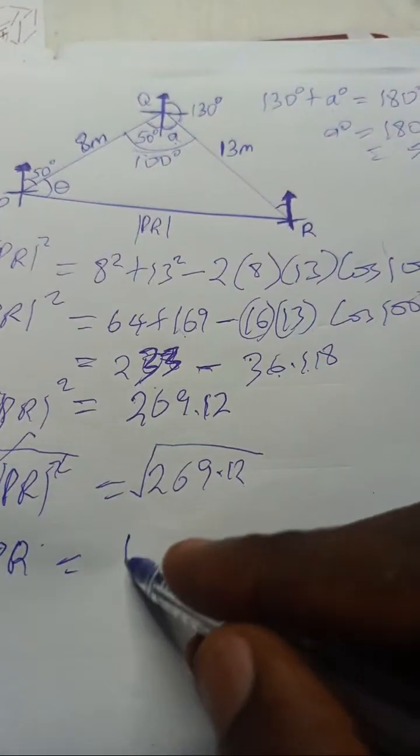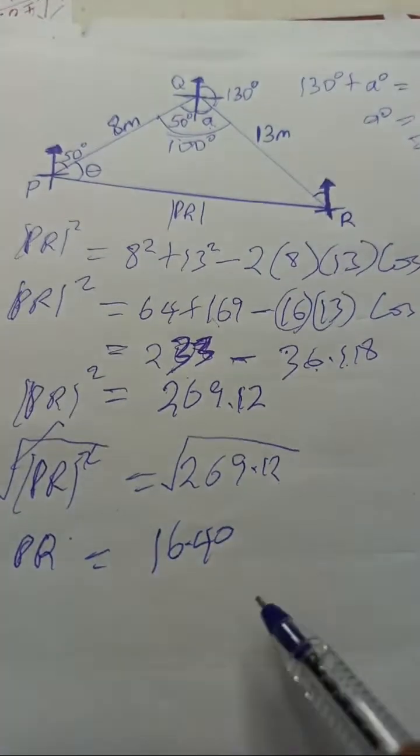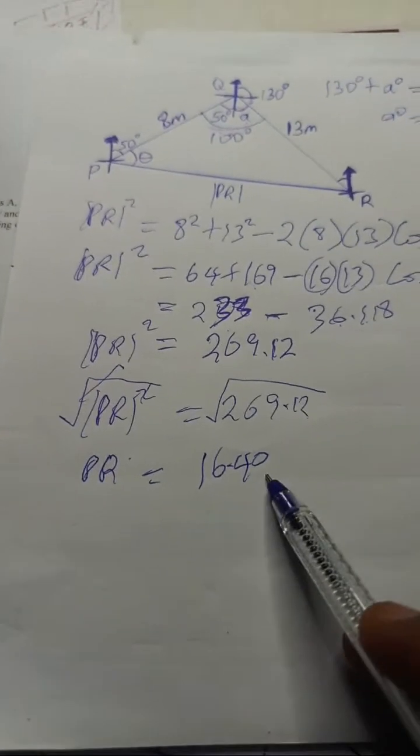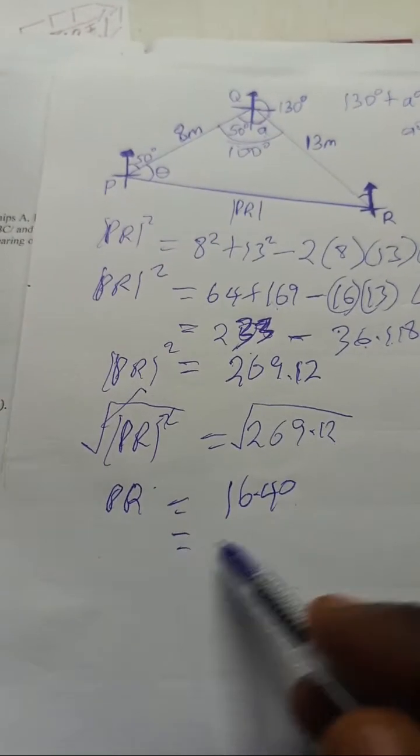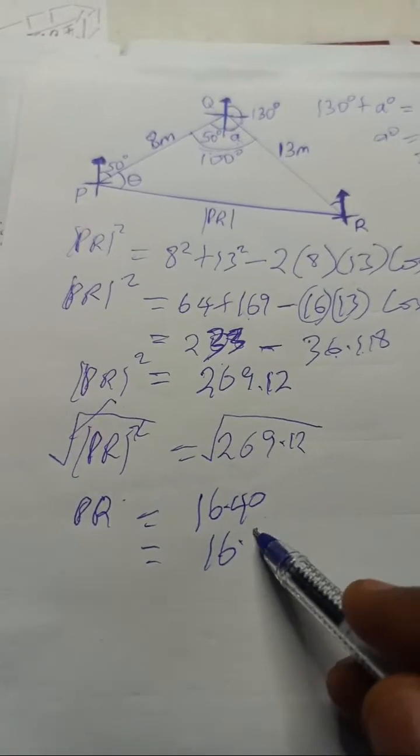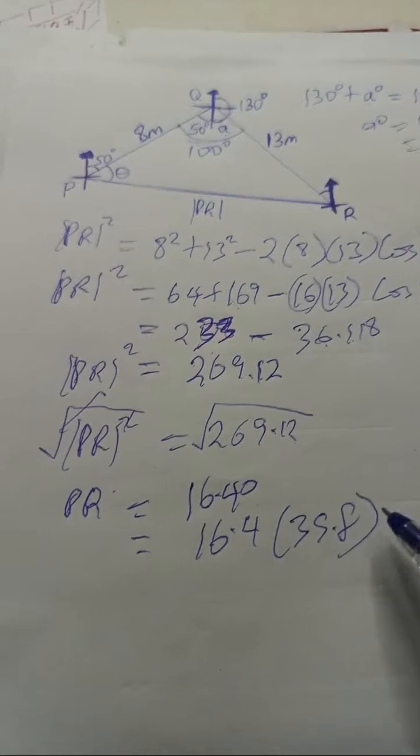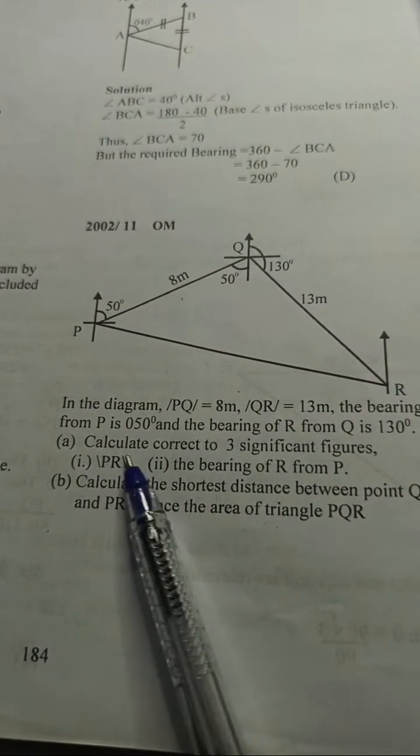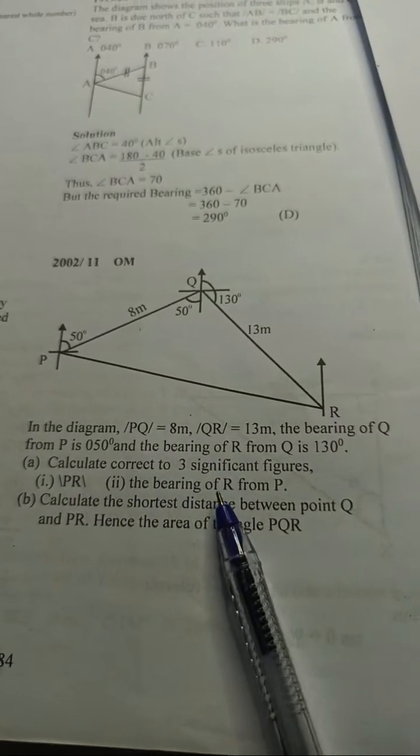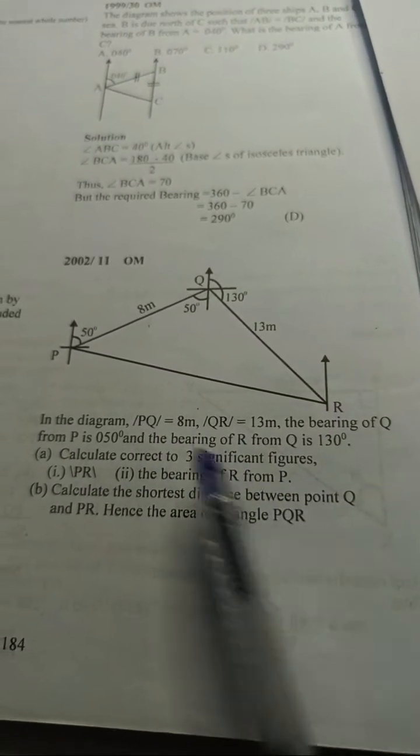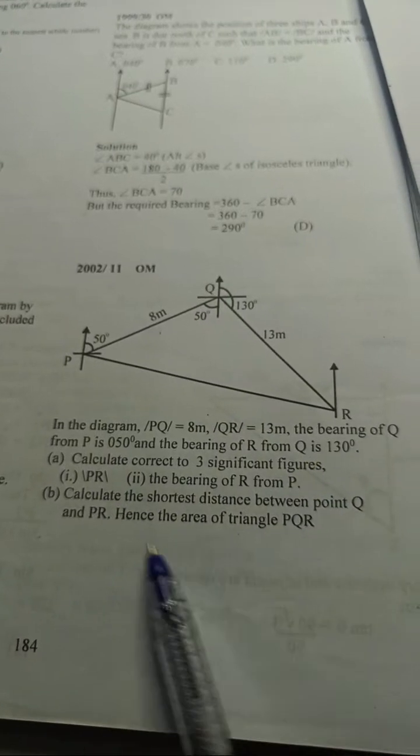And we are being told to do it to 3 significant figures. So it means it will give us 16.4. That's to 3 significant figures, because we are told to find PR, and they say calculate correct to 3 significant figures. That's PR, and that's what we have just gotten now.